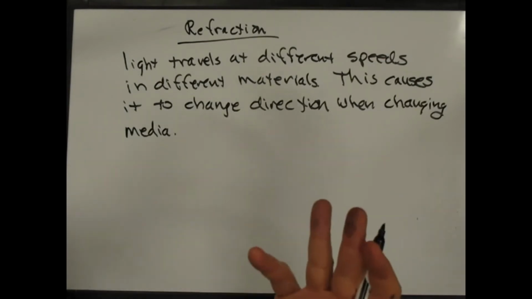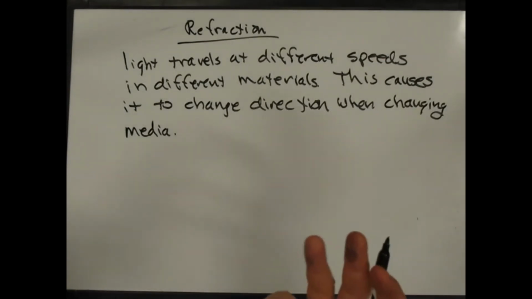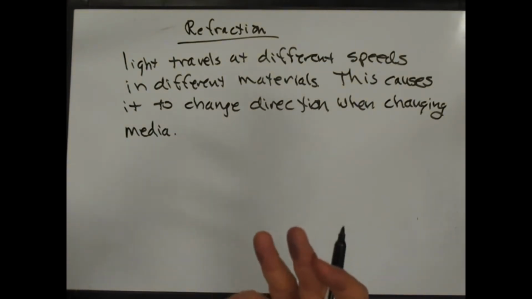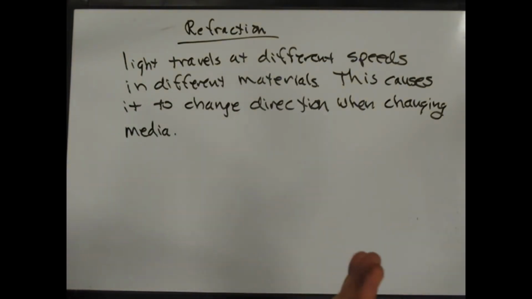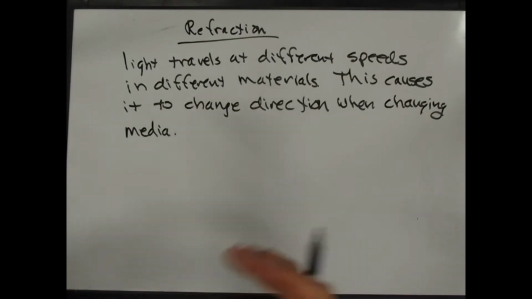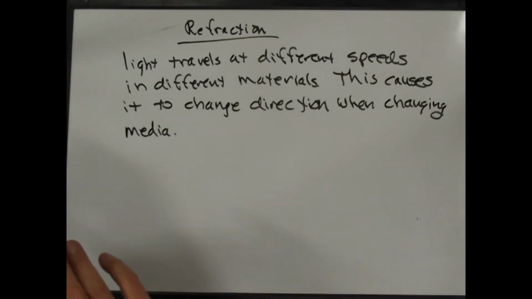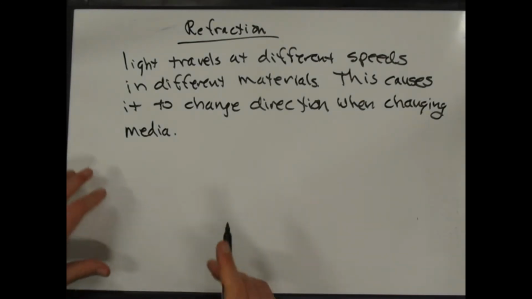And you can sort of see why that might be true, because materials are made of atoms and light is electric and magnetic fields, and they interact very strongly with the electrons and other charges in the atom. And so that causes it to slow down to a different extent in different materials.